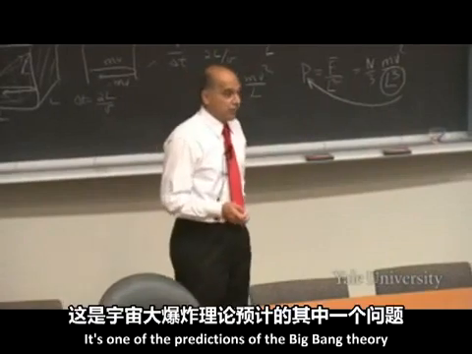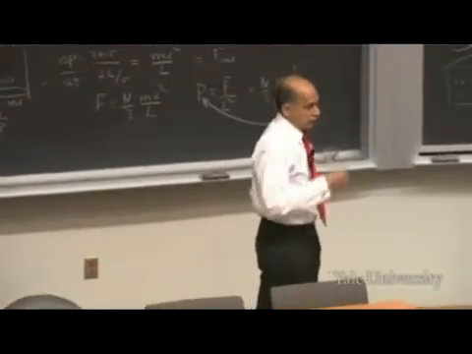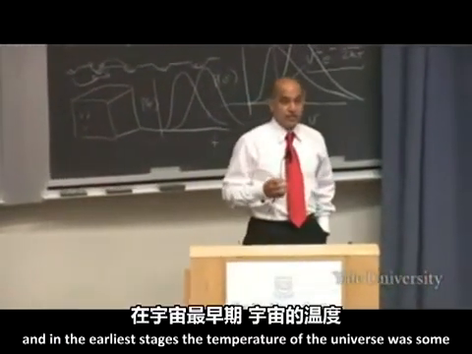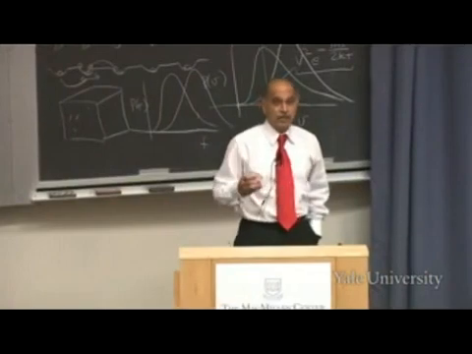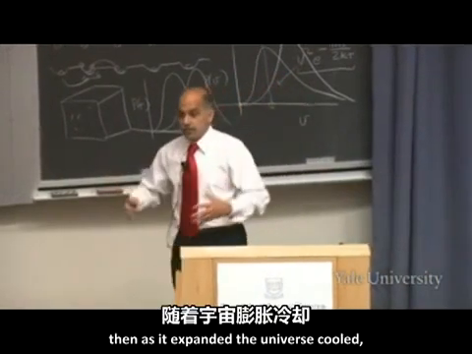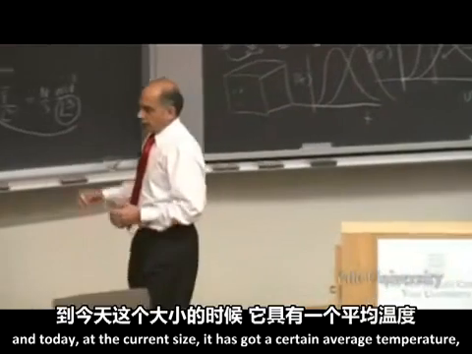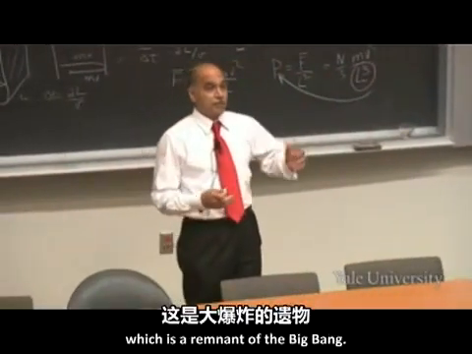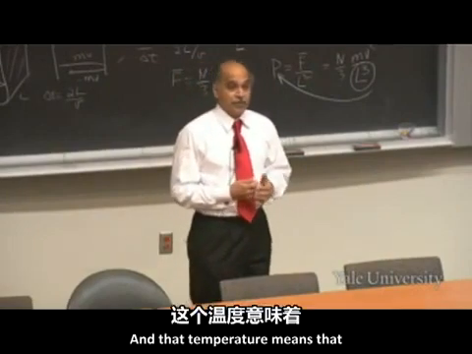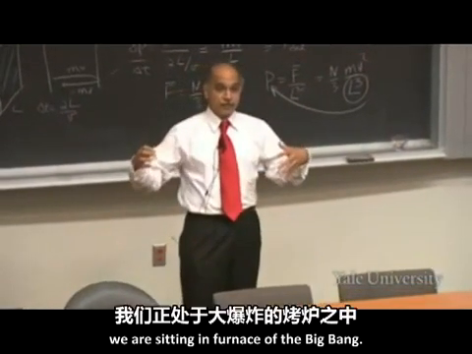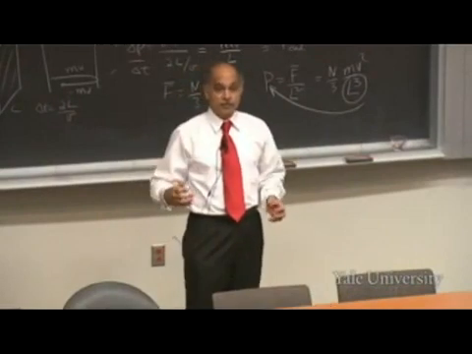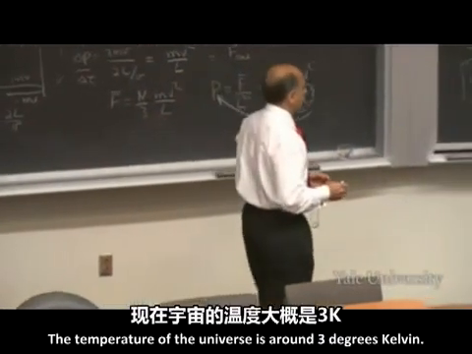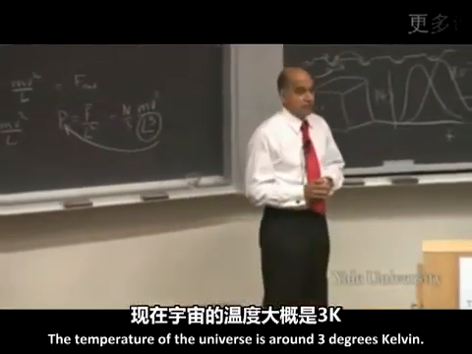It's one of the predictions of the Big Bang theory that the universe was formed some 14.5 billion years ago, and at the early stages, the temperature of the universe was some incredibly high degrees. Then as it expanded, the universe cooled, and today, at the current size, it has got a certain average temperature, which is a remnant of the Big Bang. And that temperature means we are sitting in a furnace of the Big Bang. But the furnace has cooled a lot over the billions of years. The temperature of the universe is around 3 degrees Kelvin.